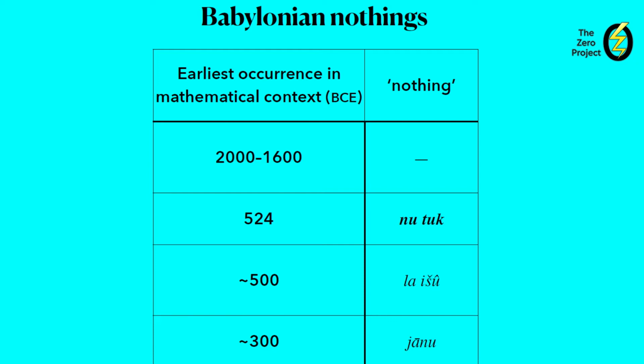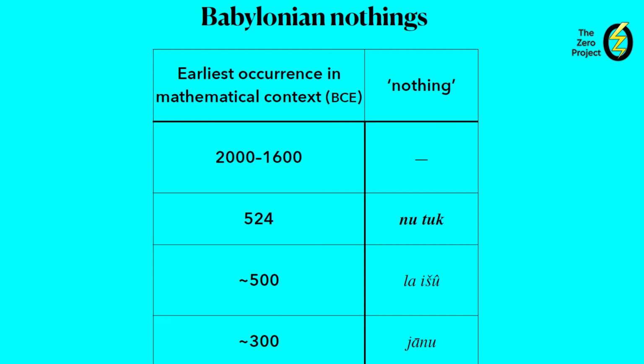In the Old Babylonian case, for nothing, we leave simply blanks. Around 524, there we have an exact date for it, nutuk comes in. That's the earliest example of it I know in a mathematical or astronomical text. Nutuk is used very often in other areas, and for it simply does not exist. La ishu comes in around 500, and around 300 comes in yanu. Now, of these three, nutuk is the one which is generally used, and it is almost always used during the Seleucid period, aside from this one particular case of yanu.